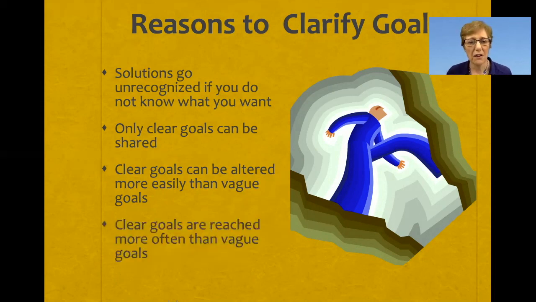Clear goals are reached more often than vague goals. Well, imagine that. If you articulate your goals and the other party articulates their goals, or you help them articulate their goals, you're much more likely to reach them.